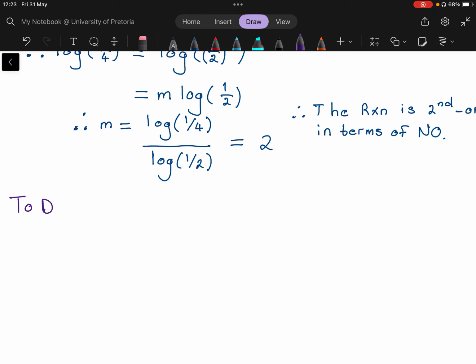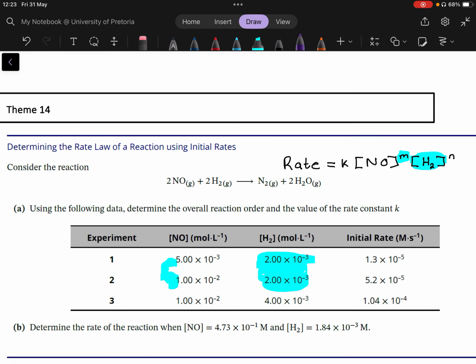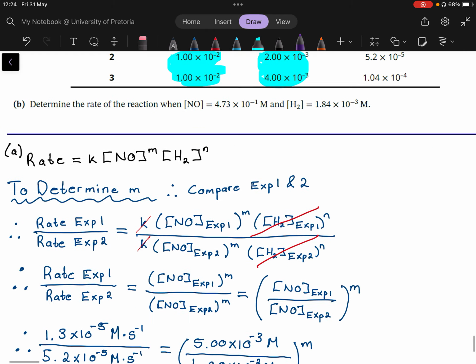To determine N, let's look for one where the concentration of NO remains the same, but H2 varies. So let me just delete that. Of course, we can immediately identify that as experiments 2 and 3. So you see H2's concentration varies there. It goes from 2 to 4, and NO's remains constant at 1. And there again, the rate varies. So we can see how the rate varies by changing H2's concentration.